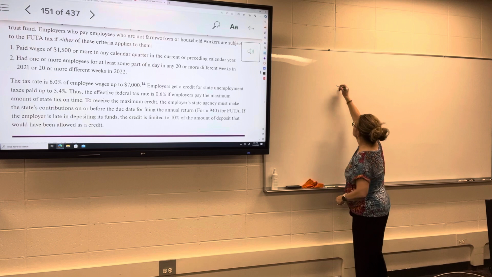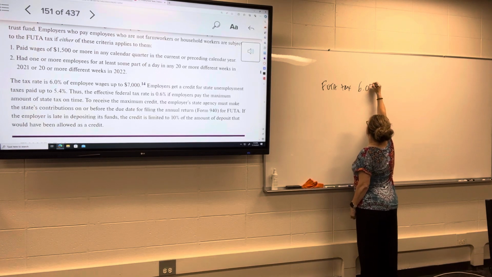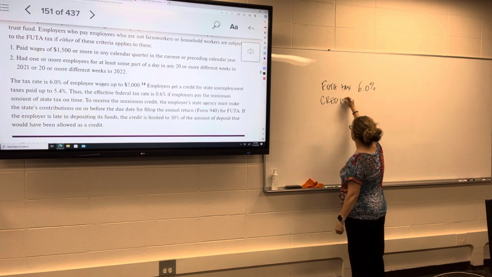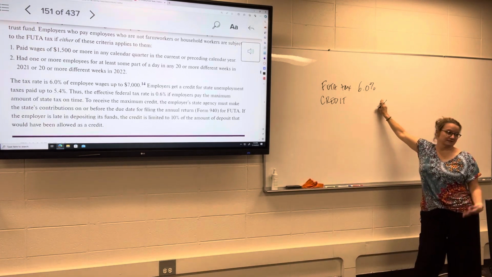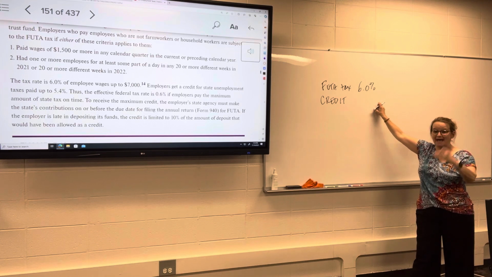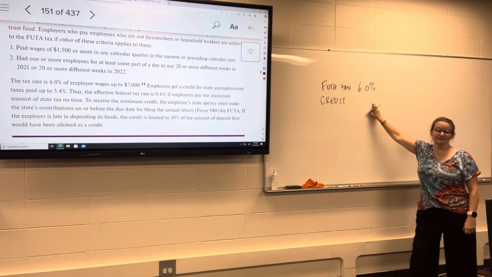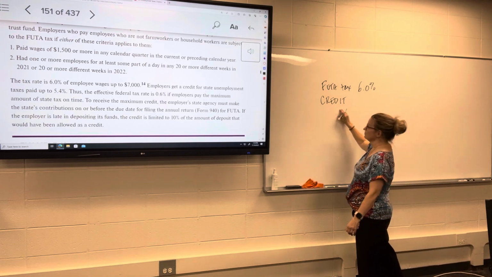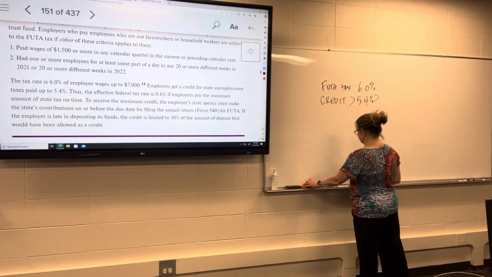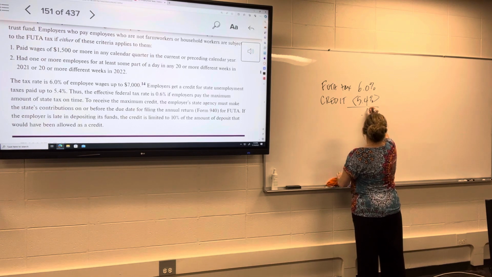So for example, our FUTA tax is 6%. If we have a credit, it's a credit against the tax rate in this case. It's a little confusing because we normally think of a credit against the tax. We're talking about a credit against the tax rate in this case. So the full credit is 5.4%, which means we would reduce this down to 0.6%.